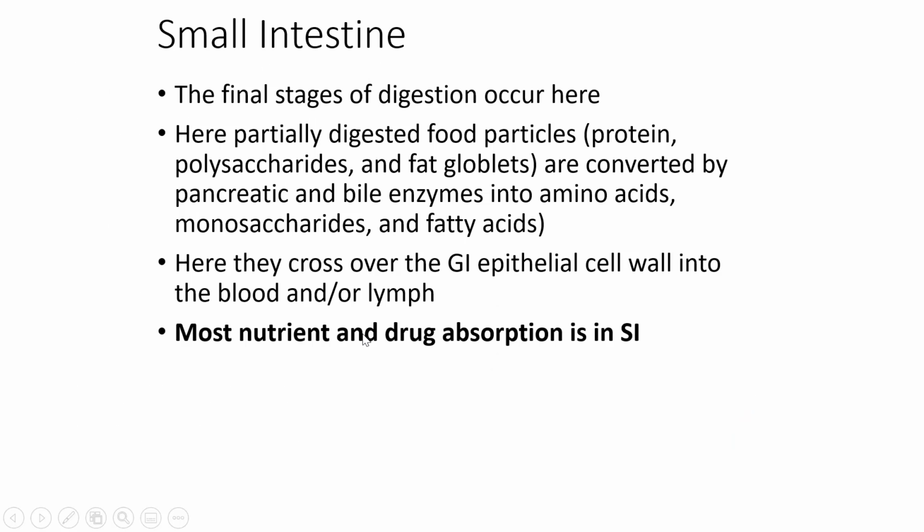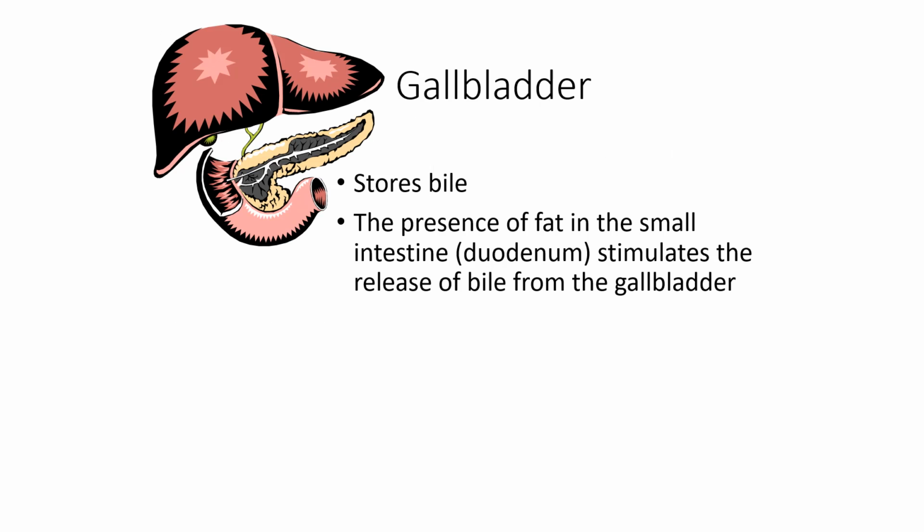And in the small intestine, the final stages of digestion actually occur. Here, partially digested food particles like proteins, polysaccharides, and fat globules are converted by pancreatic and bile enzymes into basic components of amino acids, monosaccharides, and fatty acids. Here, they will cross over the GI epithelial cell wall into the blood or into the lymph. Most nutrient and drug absorption is in the small intestine.